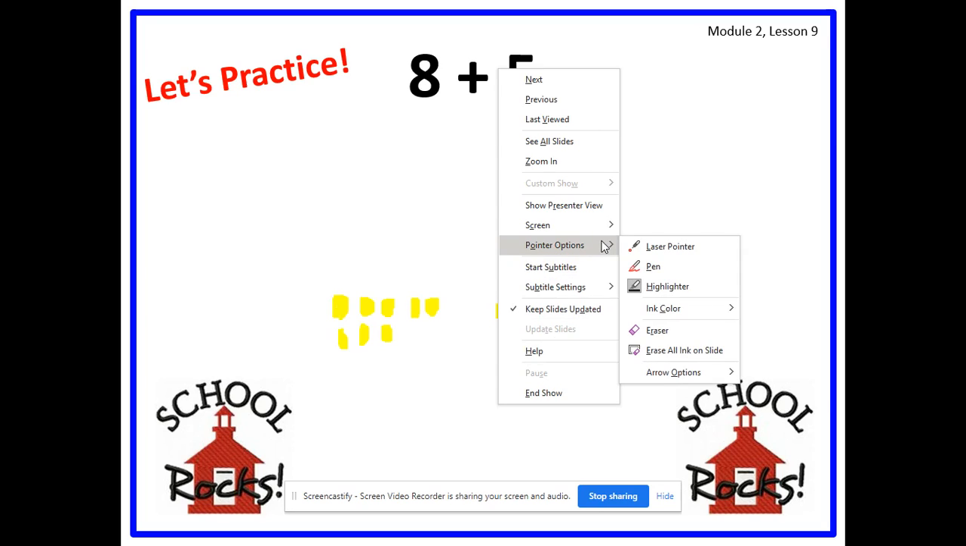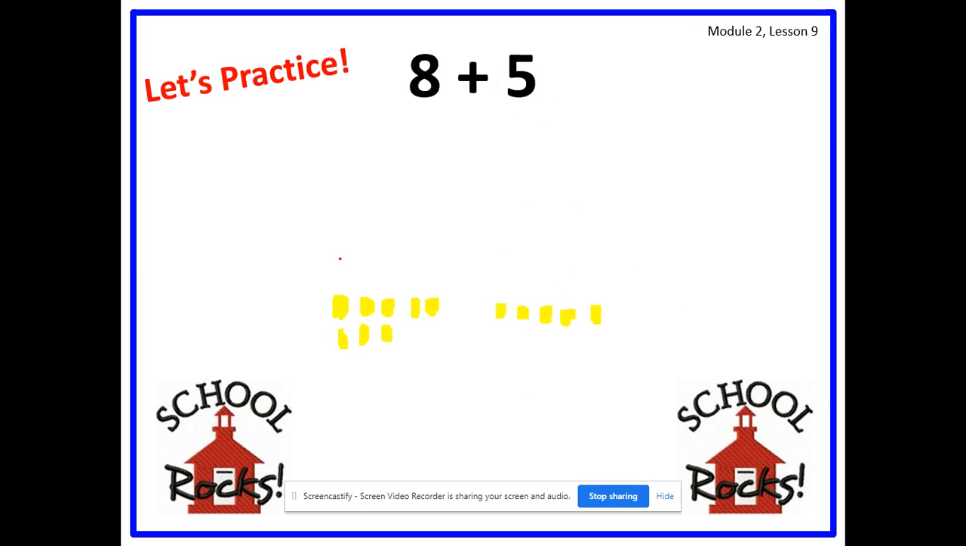Now we're going to circle to make 10. So we know that 8 needs how many more to make 10? Get ready. Yes, 2. So go ahead and circle in your drawing 8 and 2 more.